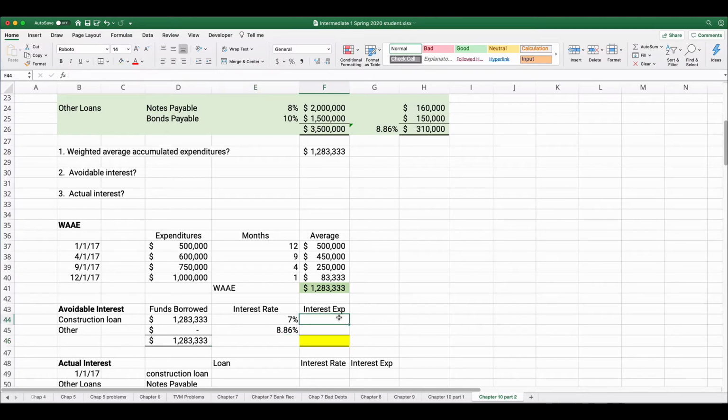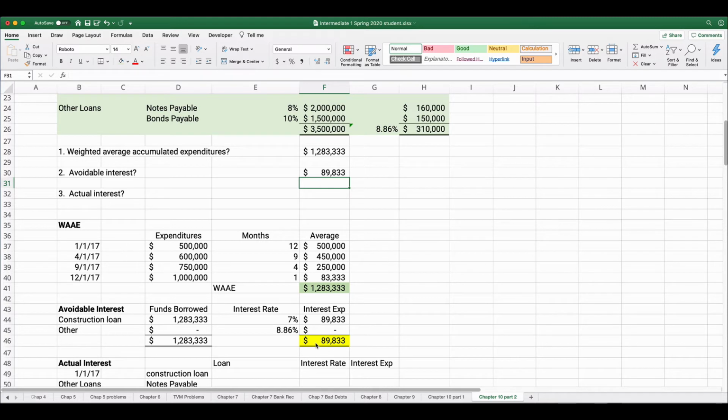But we can calculate the interest expense to be $1,283,000 times 7%. We get something like $89,833. And then we can take 0 times the 8.86%. Certainly that's going to be 0. So our avoidable interest is $89,833. So avoidable interest is this number right here.